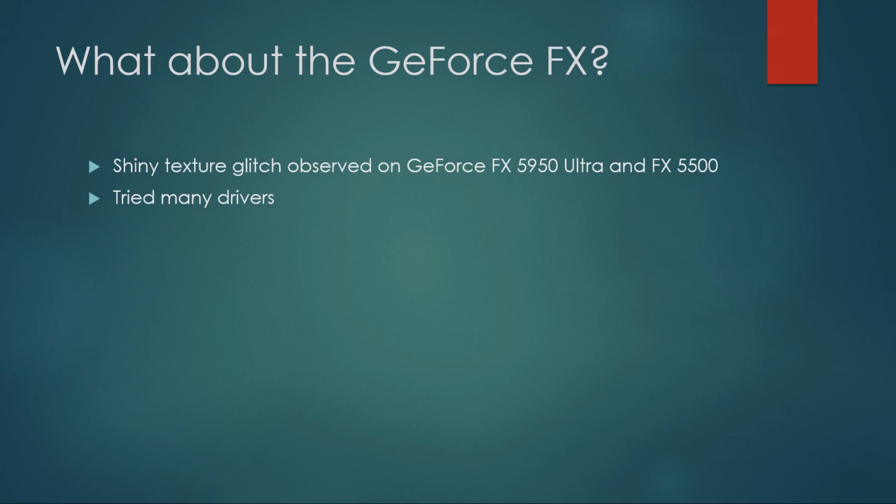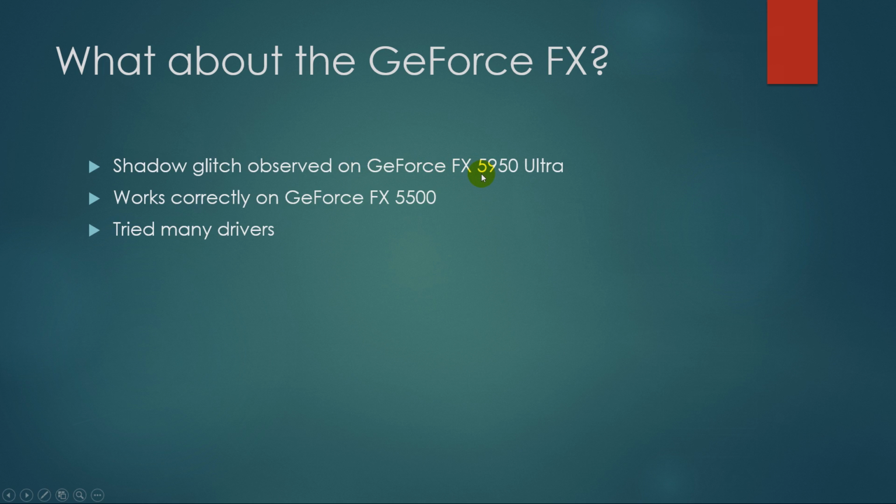Okay, so this was a good demonstration of the shiny texture glitch, and the other issue I had was only on the 5950 Ultra, that certain shadows in the game kind of glitching up a little bit. They work and sometimes they don't.